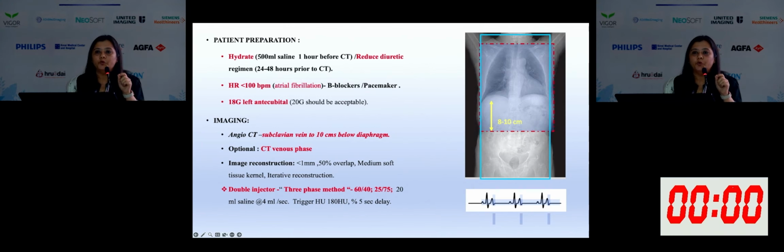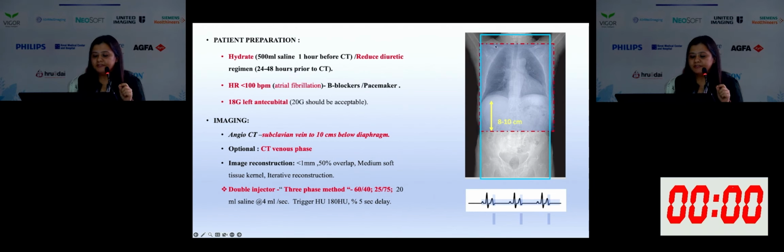Now, very important here is patient preparation. Unlike any other valve-in-valve or structural cases, adequate hydration 1 hour before the CT is very important, and reducing the diuretic regimen for about 24 to 48 hours before the CT is important. Why this is important is, if you keep them in a dehydrated state, the amount of tricuspid regurgitation reduces, and whatever measurements you do of the SVC and IVC will be underestimated, and the valves will be too small for the SVC and IVC.